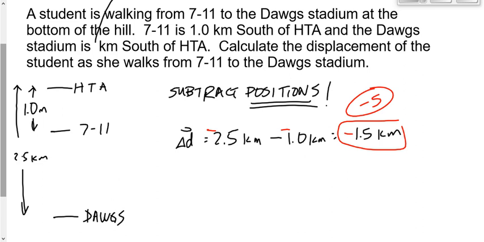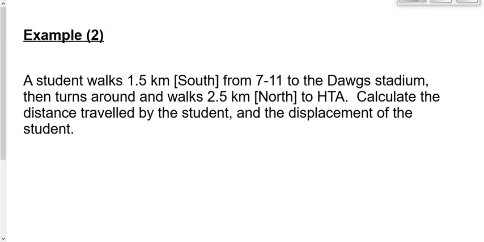Let's do one more example here. Student walks 1.5 kilometers south from the 7-Eleven to the dog stadium, then turns around and walks 2.5 kilometers north to HTA. What's the distance traveled by the student? What's the displacement of the student? Let's worry about displacement first.